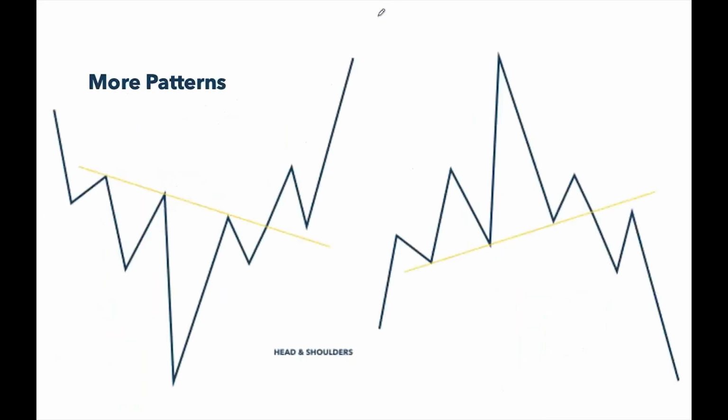We'll talk about more patterns. Two very popular patterns are head and shoulders and inverted head and shoulders. In head and shoulders, if you just notice, this is a shoulder, and this one is the head, and this is the right shoulder. So this is my left shoulder, this is the head, and this is the right shoulder.